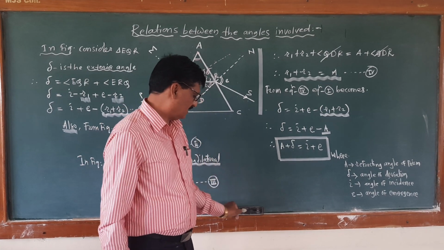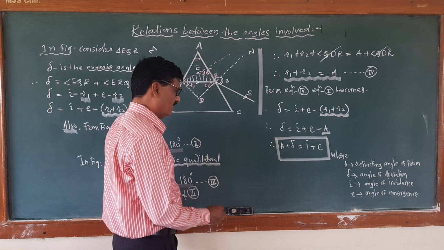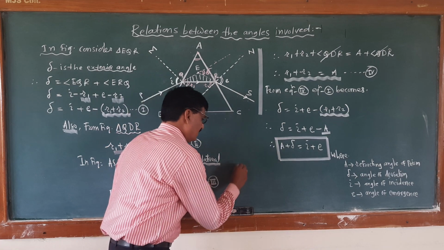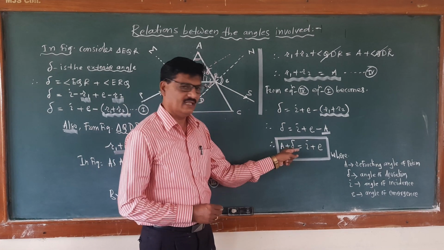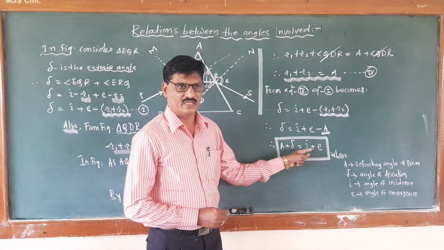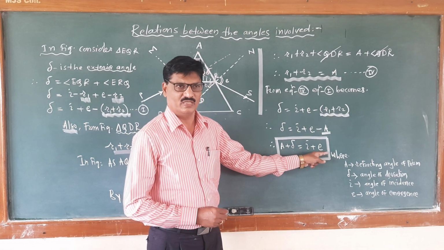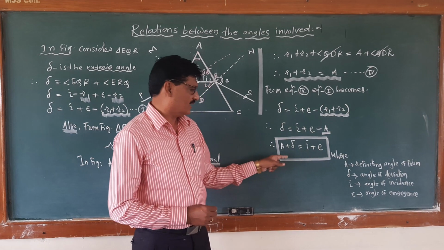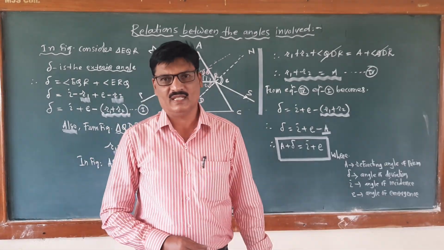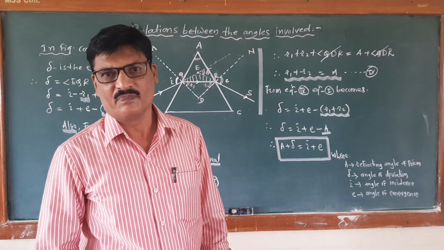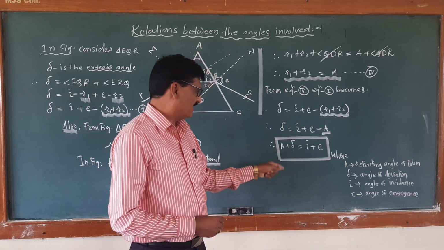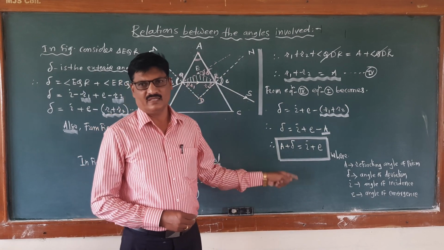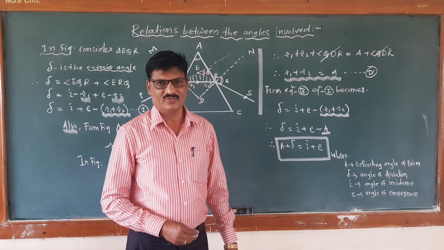Sometimes a question may be asked: prove the relation A plus delta is equal to I plus E, where the symbols have their usual meanings. In this way, or for a prism, prove the relation A plus delta is equal to I plus E, or numericals on this may be asked for 2 marks or 1 mark.